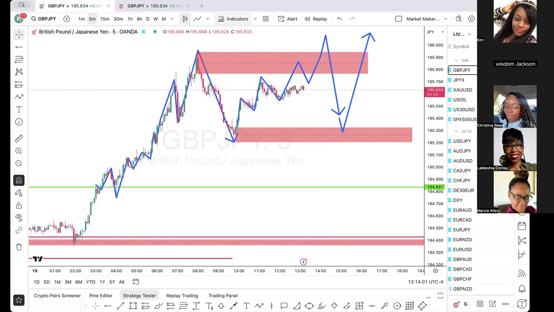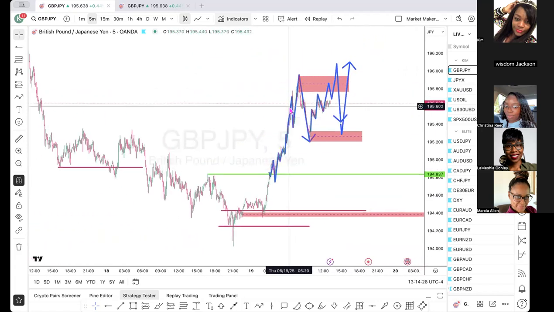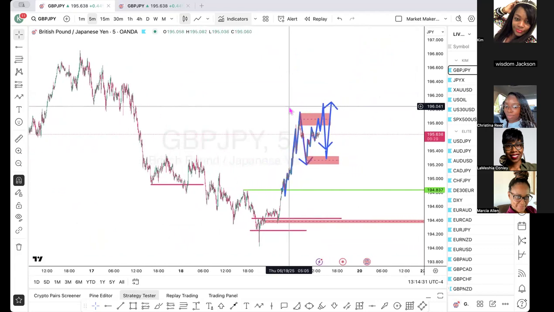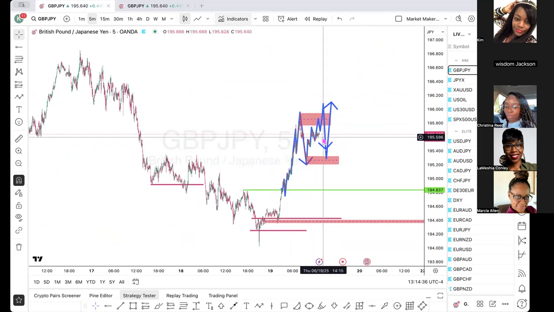Let me just say this. If you're looking for something that is less stress, scalping is not it. I would recommend for you to day trade if you're trying to build your equity on your account. I mean, because we're trading the same thing. It's just that I'm waiting for better entries than you are.